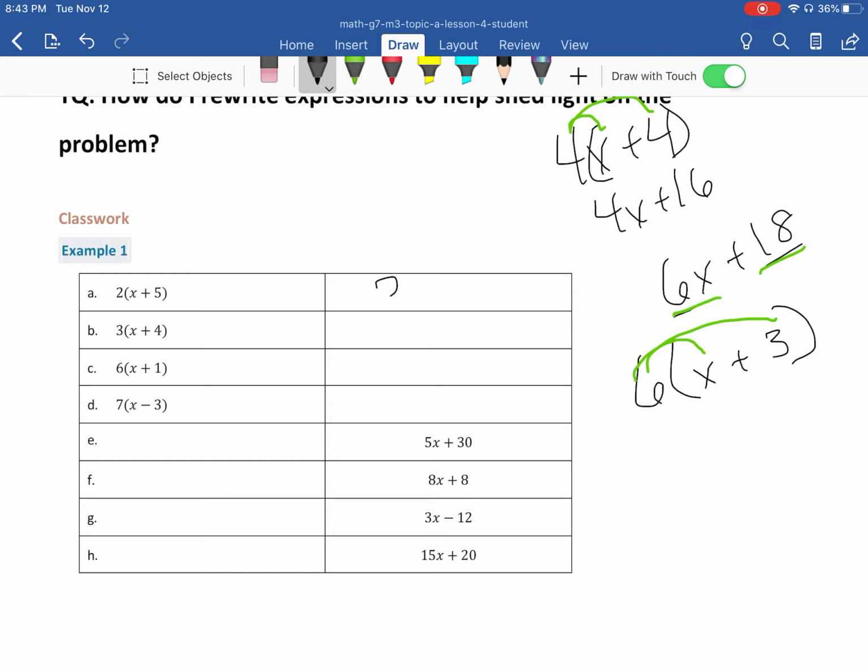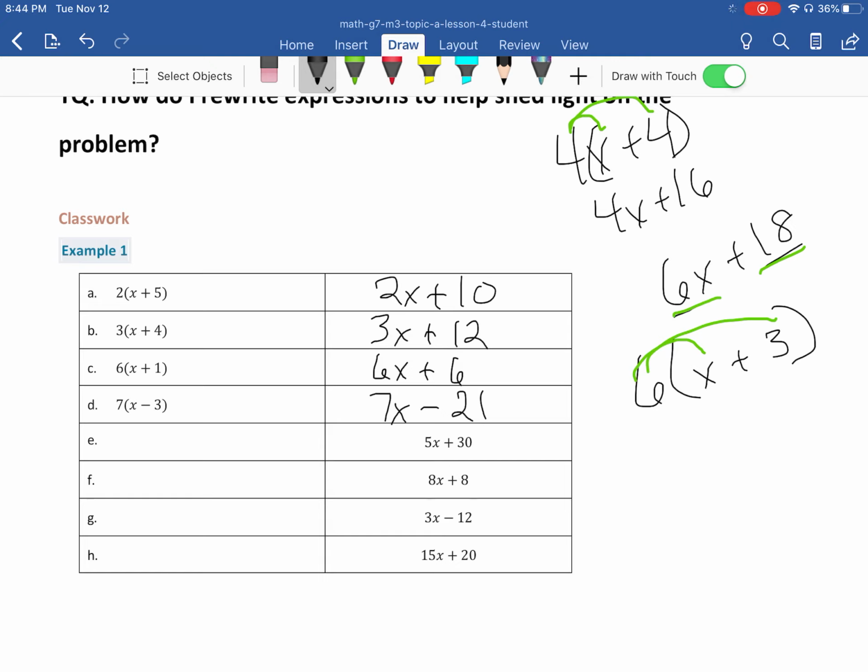2 times x equals 2x. 2 times 5 equals 10. 3 times x equals 3x. 3 times 4 equals 12. 6 times x equals 6x. 6 times 1 equals 6. 7 times x equals 7x. And I'm going to keep my subtraction sign. And then 7 times 3 equals 21, which I can also write as plus negative 21.